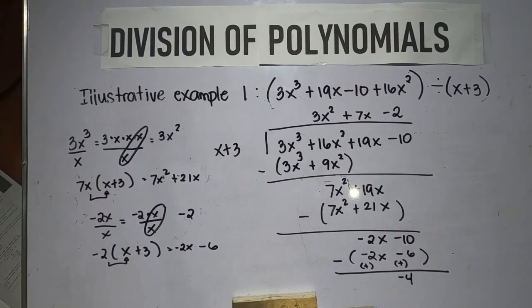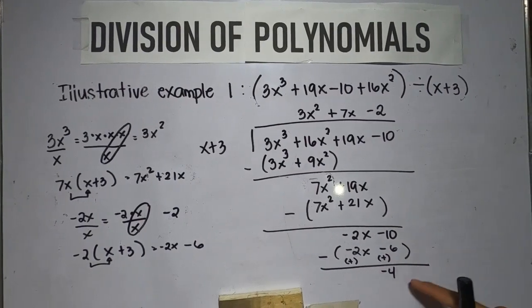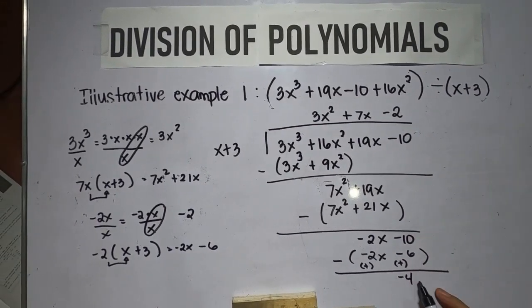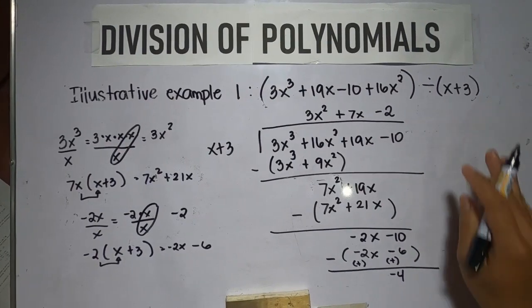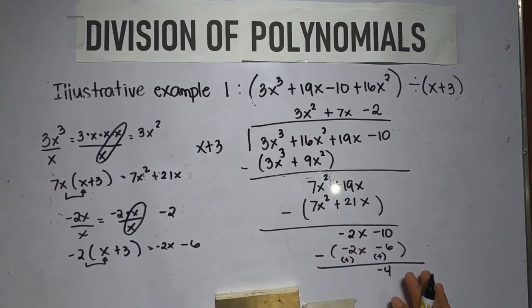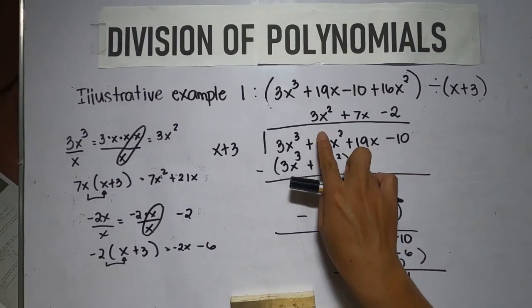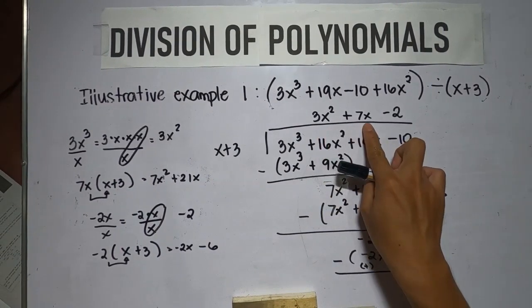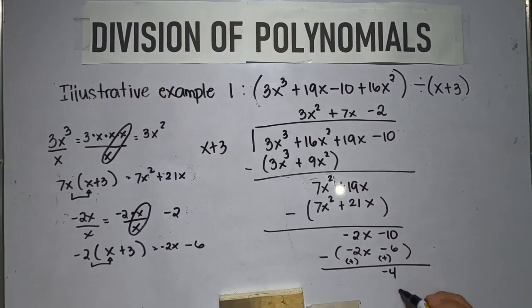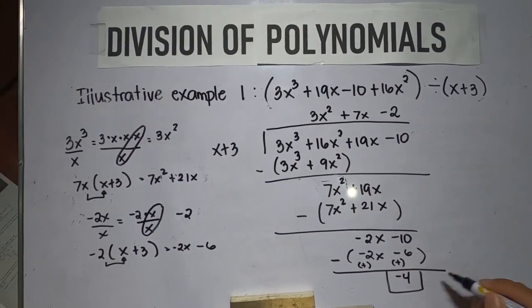So, since the degree of our remainder is 1 less than the divisor, we will now stop continuing the process. So the answer will be 3x squared plus 7x minus 2 with a remainder of negative 4.